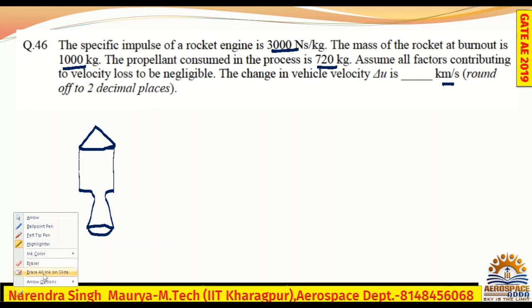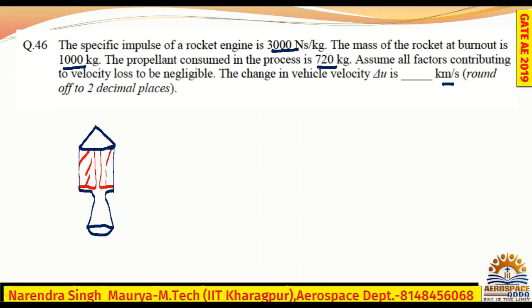Now here in this rocket, we'll have a propellant also. This is the propellant. Now, what data have they given to us? They are saying the mass of the rocket at burnout is 1000 kg.